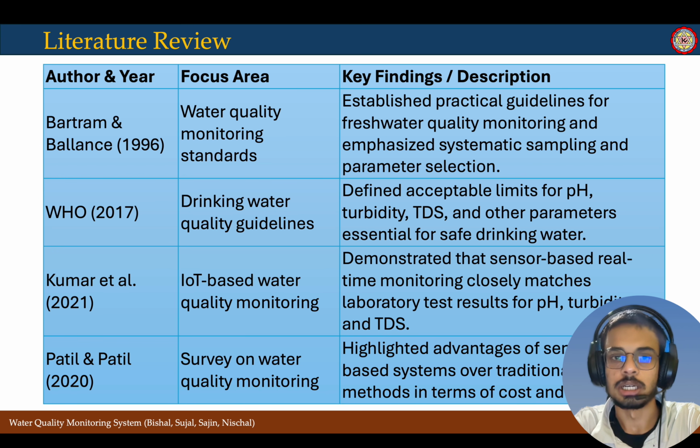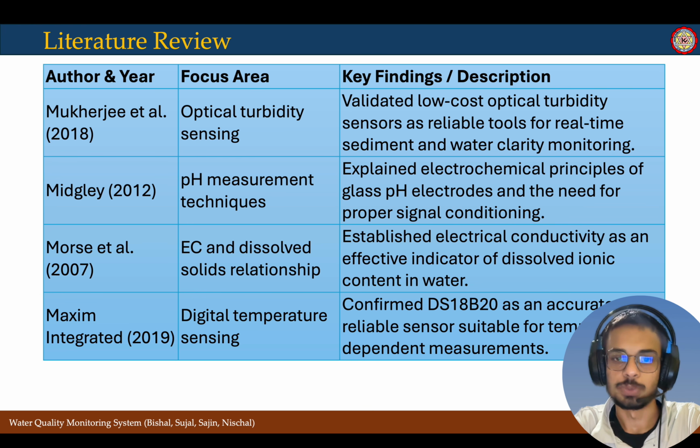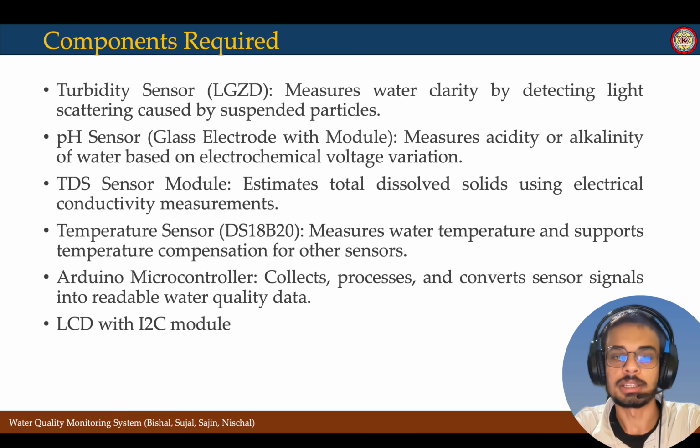We go through these papers, and we do the literature review of these, and we finally came up with the idea to integrate five sensors: turbidity sensor, LGZT, which measures the water quality by detecting light scattering caused by the suspended particles; and pH sensor, which has the glass electrode with module, which measures the acidity or alkalinity of the water; and TDS sensor module, which measures the total dissolved solids along with the electrical conductivity. It will measure electrical conductivity first, and then multiplication by some factor will give the TDS value.